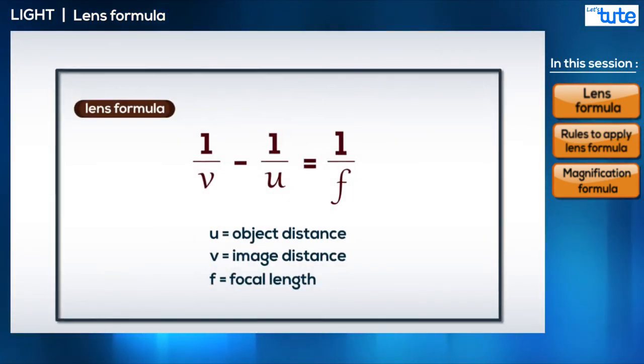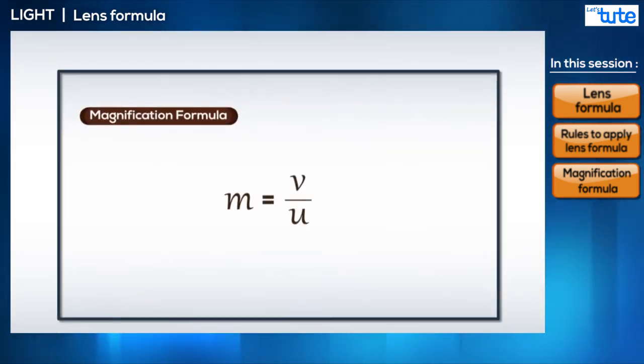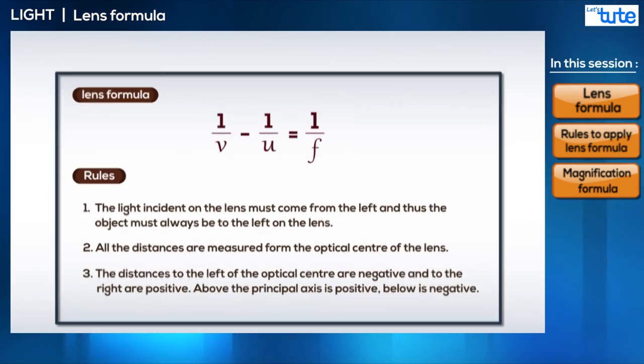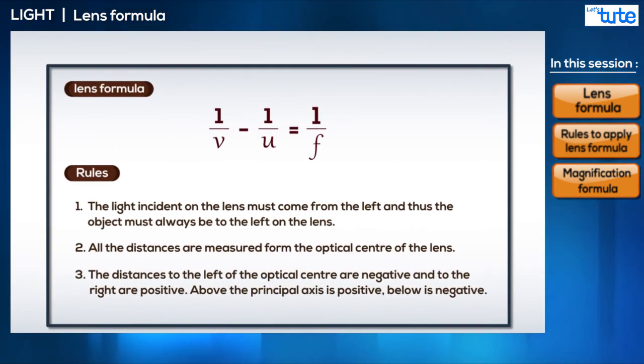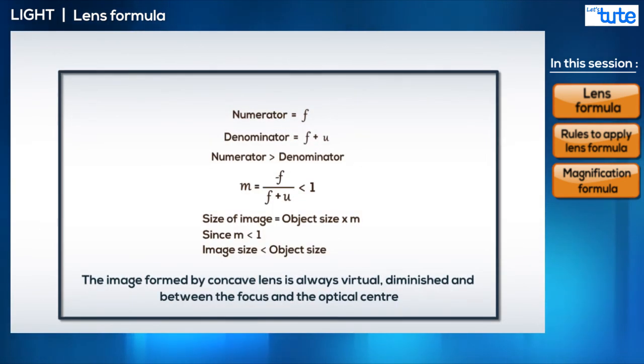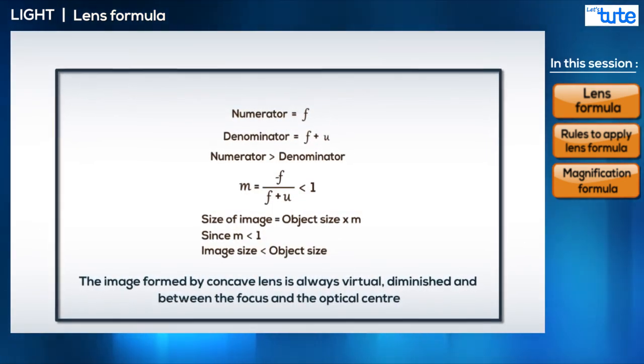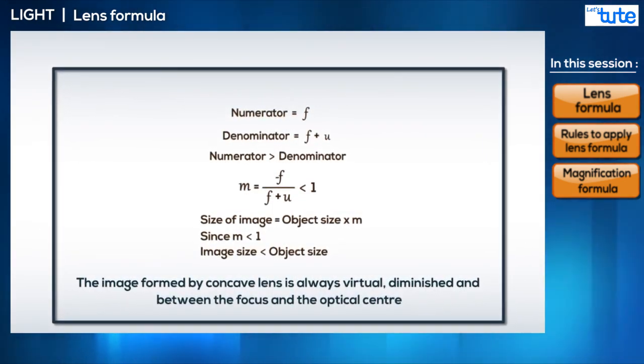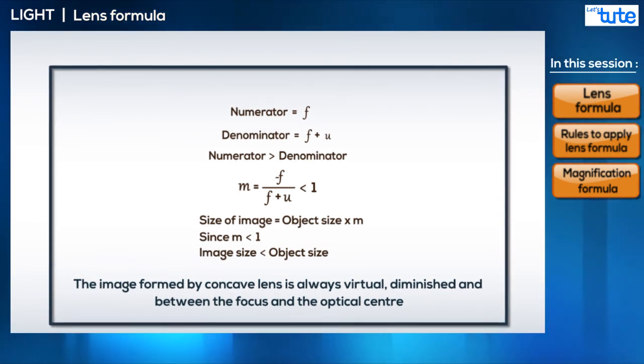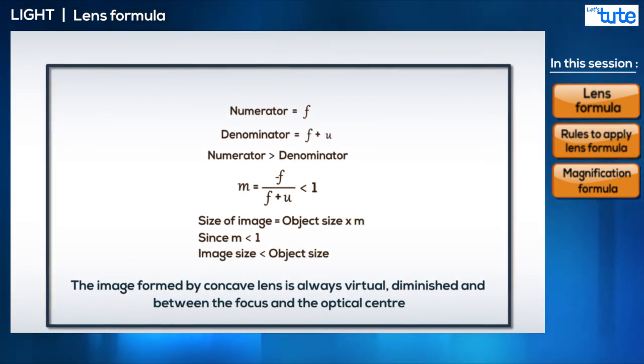Let's look at what we have learned today. We learned the lens formula, we learned about the magnification formula, we learned the rules for using the formula, we learned that concave lens always makes virtual, diminished images between the focus and the optical center.